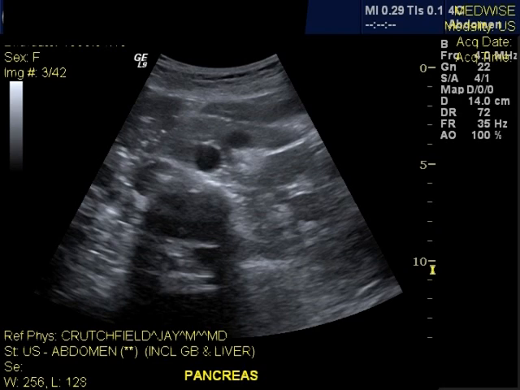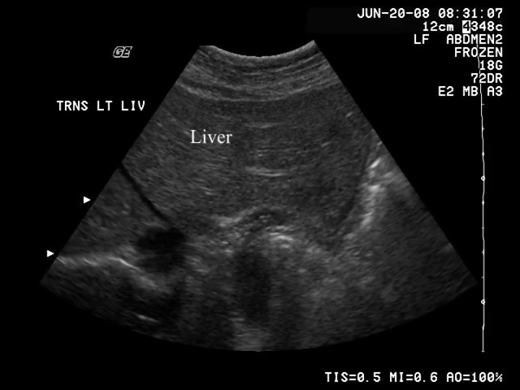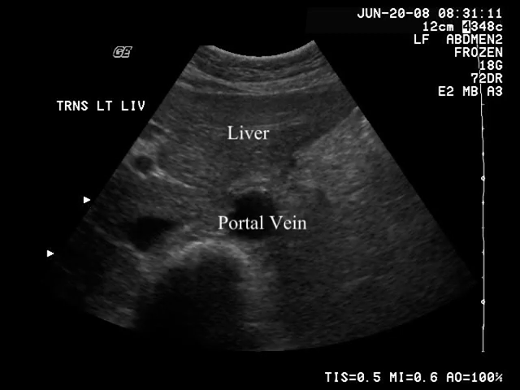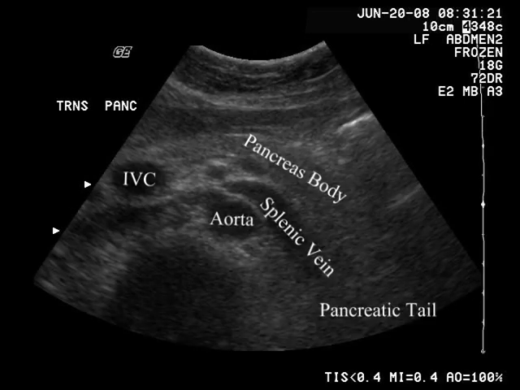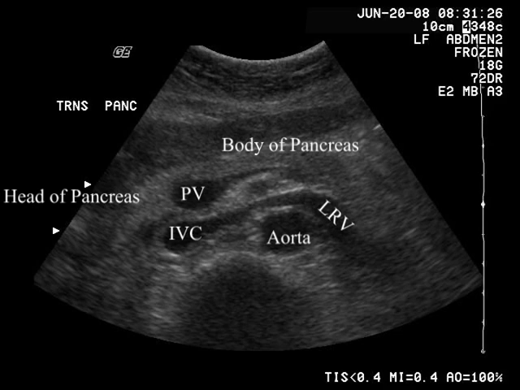Here, the vertebral body and the aorta are clearly seen, along with the left kidney. The head of the pancreas, the aorta, the inferior vena cava, and the duodenum. The liver is really all that can be clearly delineated in this picture. The portal vein, along with the liver, is seen along with the vertebral body posterior. Body of the pancreas, the splenic vein, the inferior vena cava, and the aorta can all be clearly seen here. They are all labeled in this image.